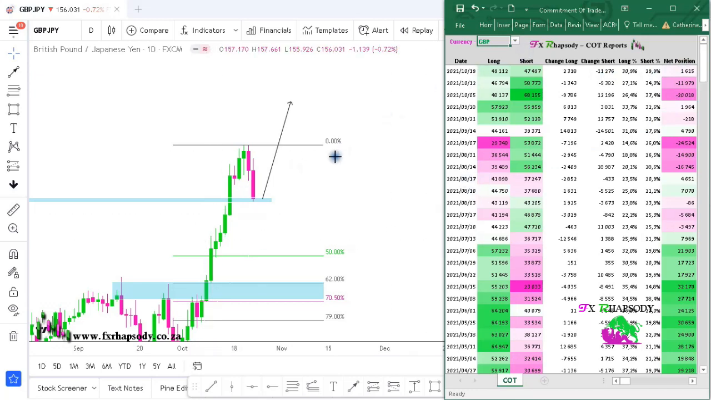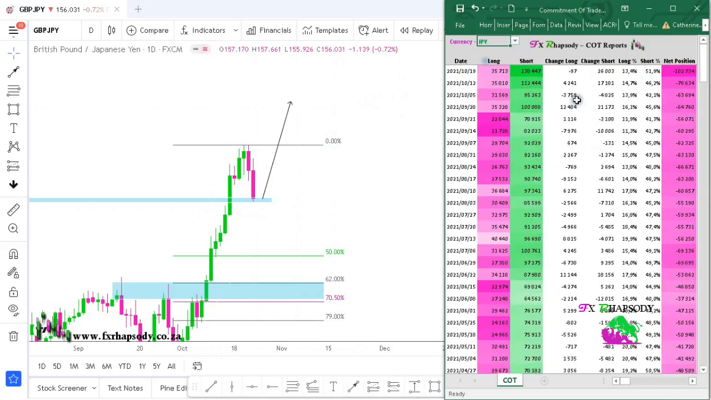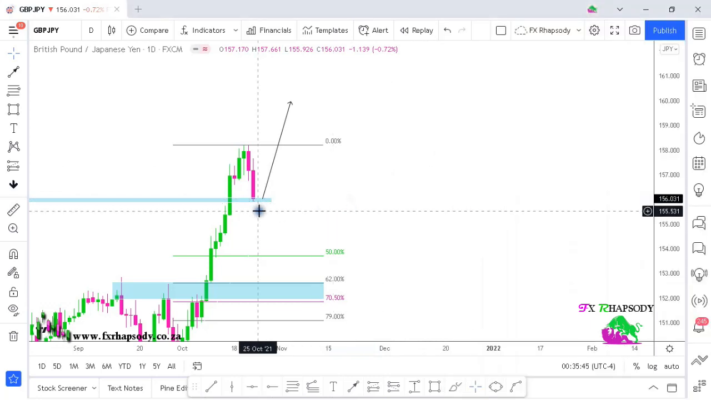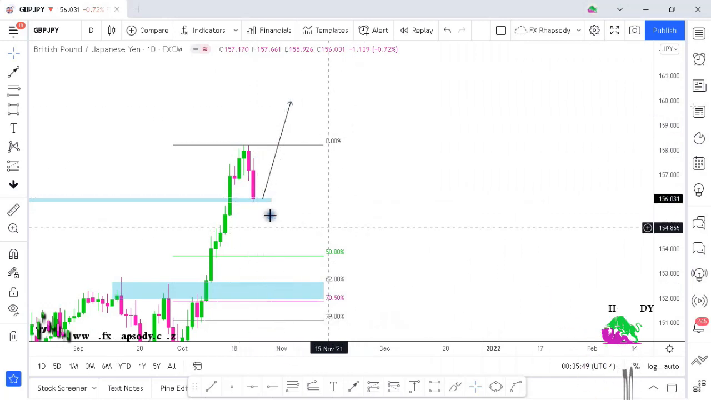So we want to see the yen getting weaker. So let's have a look at the yen, and look at that. We can see that 26,000 shorts were placed in the market and some longs were closed. So it went from negative 76,000 all the way up to negative 102,000, meaning they are shorting the yen, they are weakening the yen, so the yen might follow suit and follow up to the upside.